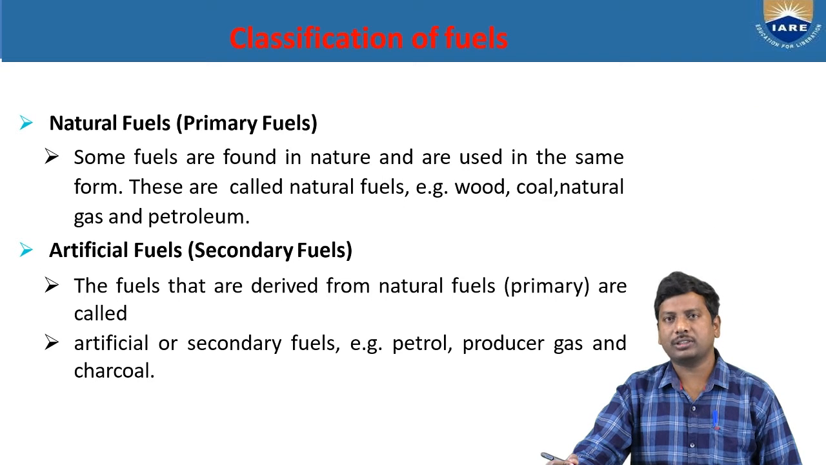And we see the examples. First one, natural fuels: some of the fuels found in nature and used in the same form are called natural fuels. What are the examples? Wood, coal, natural gas and petroleum. And the second category, artificial fuels, also called secondary fuels. The fuels that are derived from the natural fuels are called artificial or secondary fuels. What are the examples? Petrol, producer gas and charcoal.